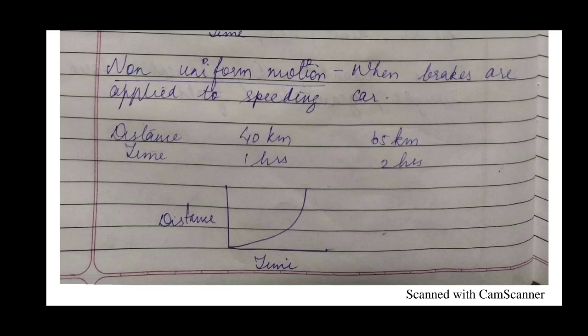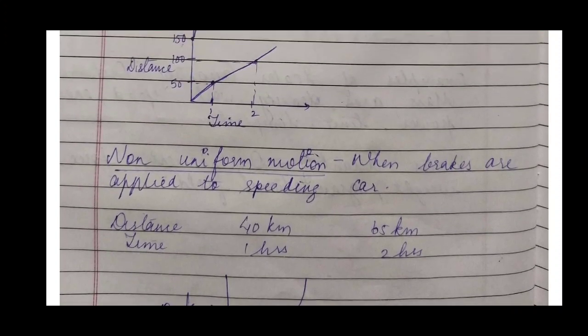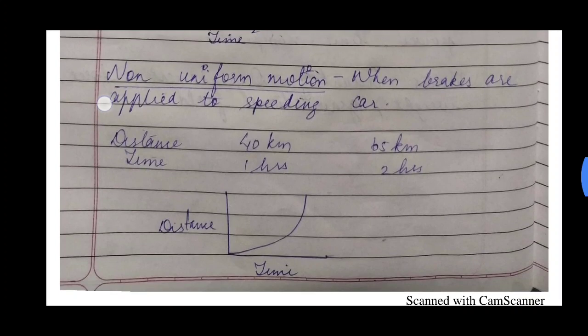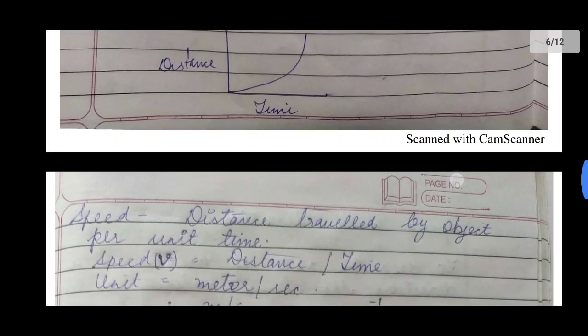In distance versus time graph, this is a non-uniform motion. In distance versus time graph, this is a non-uniform motion.